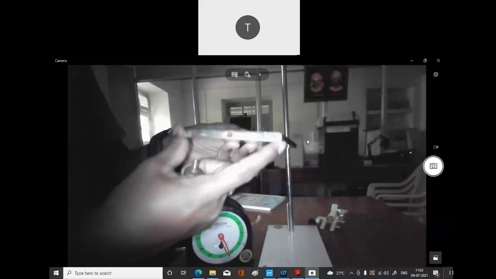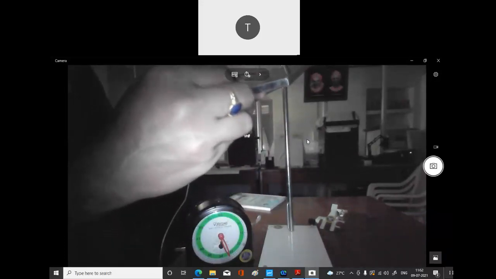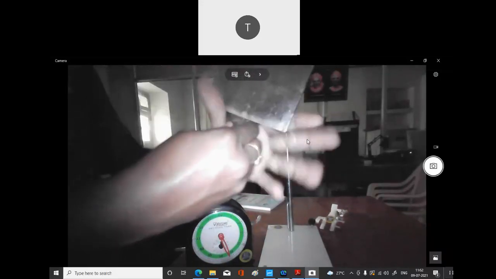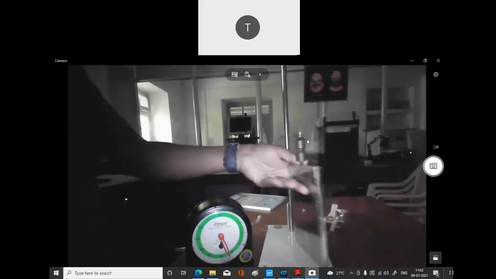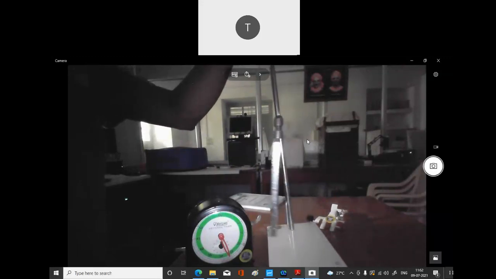So I'm removing this, and this is your breadth, the smaller edge. There is a hole here. You have to just screw it in, like that, and then you suspend it again on your stand.